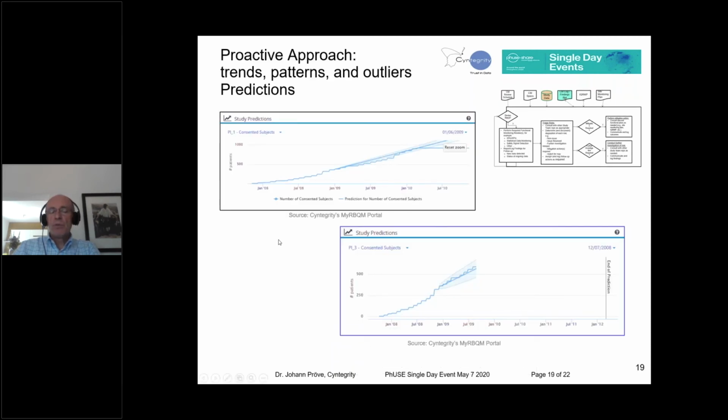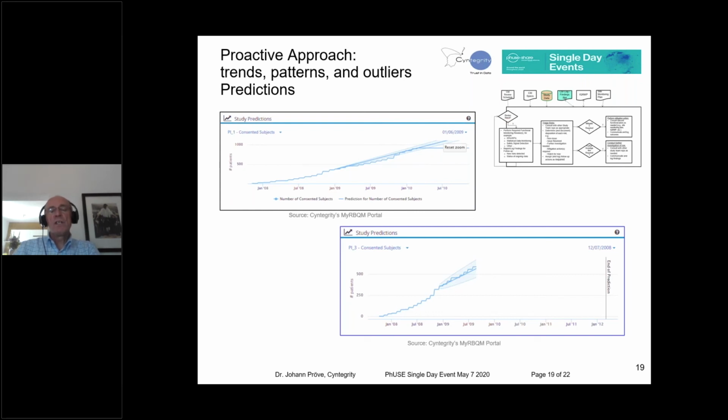And finally, almost finally, we need to look at trends and patterns and outliers and predictions. So trends and patterns, and we saw those in Steve's presentation, with the graphs and the outliers and the extreme values, that is, of course, something that someone needs to look at, in particular in the centralized monitoring system.